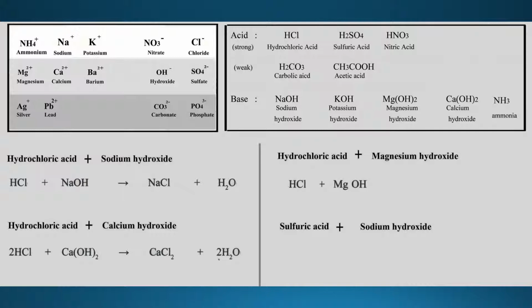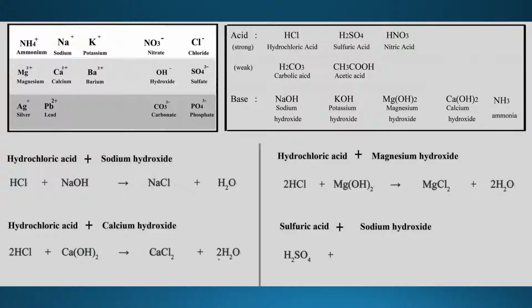HCl, magnesium hydroxide. Is it correct? Mg 2 plus, OH 1 minus. That is correct. You have to have 2 magnesium hydroxide. And so what should it form? Acid plus base should form salt and water. We write down the water and then we highlight the metal ion and the non-metal ion. So what should it form? Is it correct? Magnesium 2 plus, chloride 1 minus. That is correct. And so the balance is going to be 2 HCl, 1 magnesium hydroxide, 1 MgCl2, and 2 H2O.